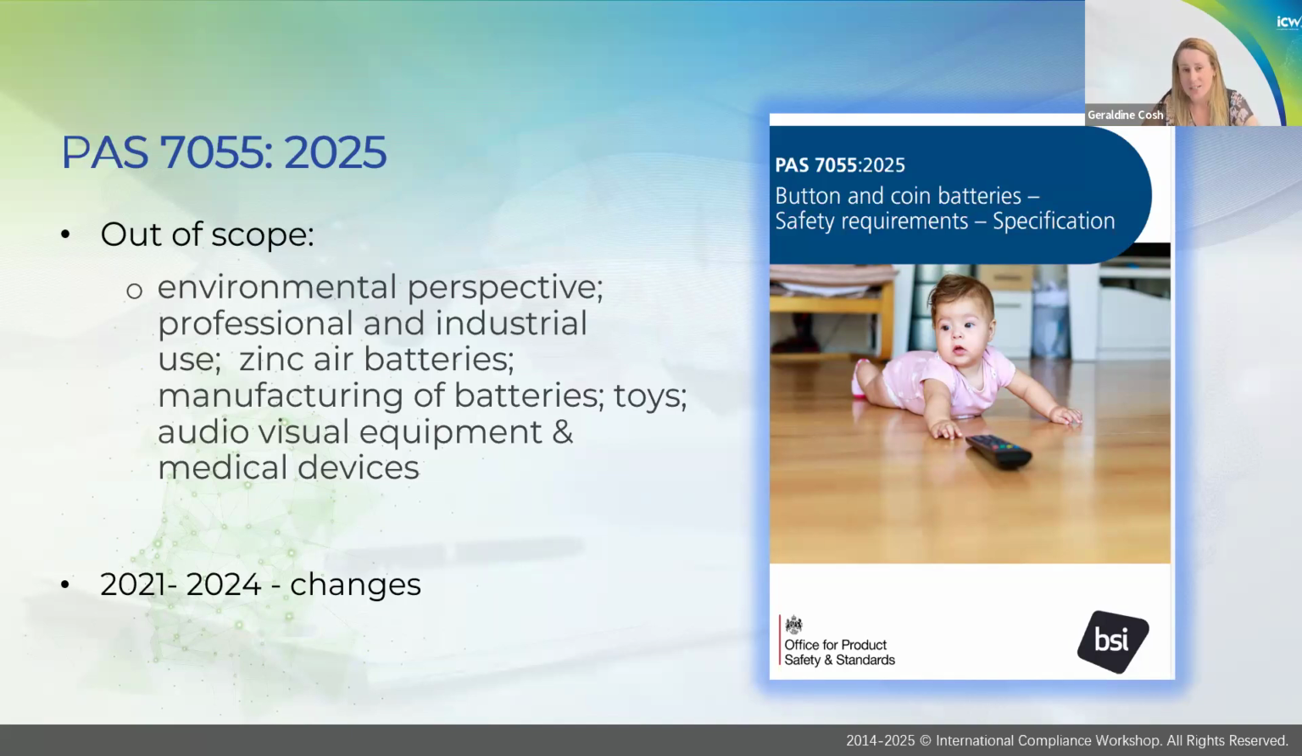And you can see here it's free to download, which I think is always a bonus. Some standards can be incredibly expensive. Things that are out of scope, which tend to be the same in other regions as well, but there are some differences. Things from an environmental perspective, so the recycling type thing. Professional use, zinc air batteries, it's just due to the chemistry. If you want to know more, read up in the documents, it explains more. Manufacturing, toys, audiovisual equipment. So toys are not in scope of PAS 7055 because they're already covered in 62115. That's why, basically.